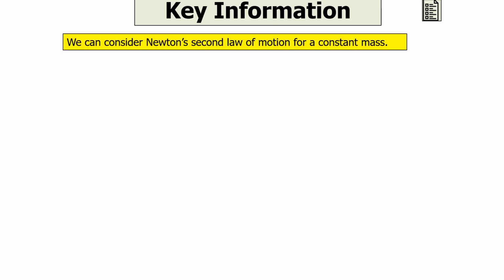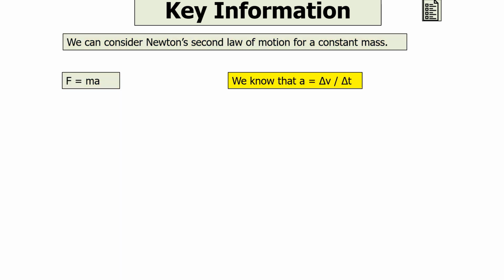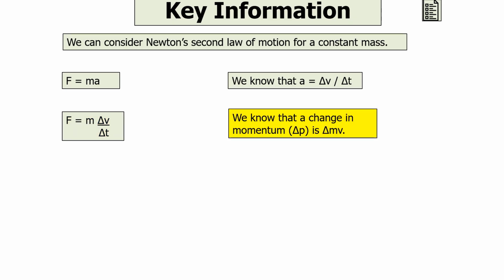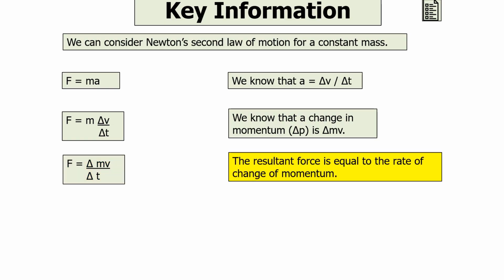Now we can consider Newton's second law of motion for a constant mass. We know that F equals ma, and we also know that a is equal to the change in velocity over the change in time. So we can substitute that into the equation and say that F is equal to m delta v over delta t. Now we know that a change in momentum, delta p, is also equal to delta mv. So therefore, if we say that F equals delta mv over delta t, it says to us that the resultant force is equal to the rate of change of momentum.